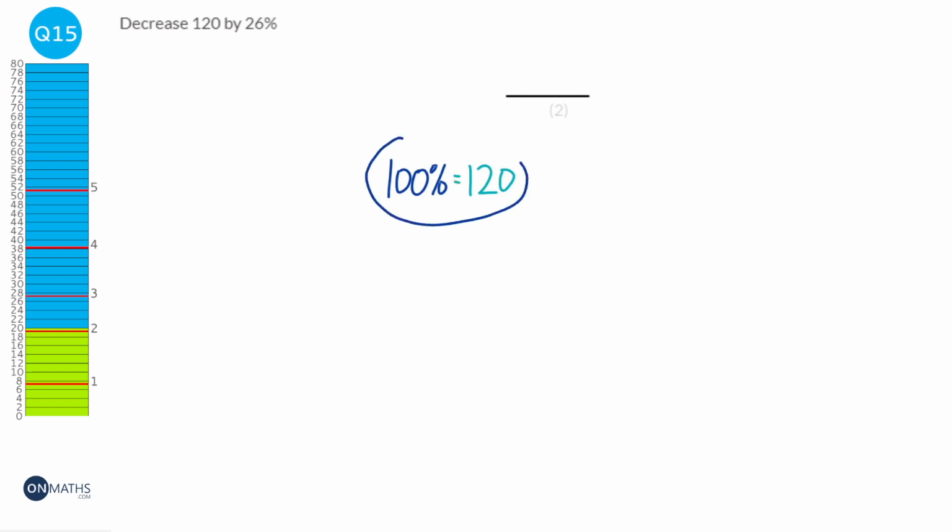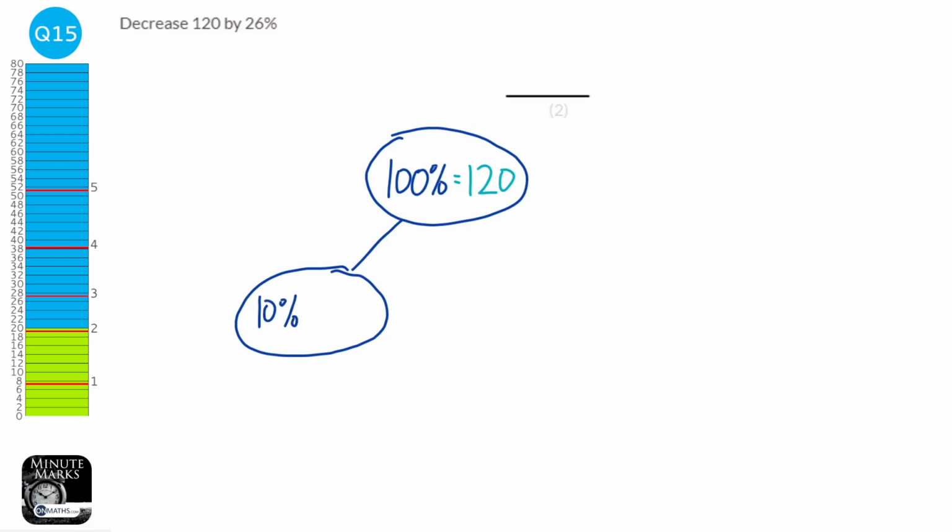And let's put that in a bubble. So we're going to split that bubble up to find out what 10% is. And to find 10%, all we need to do is divide it by 10. So divide 120 by 10, you get 12.